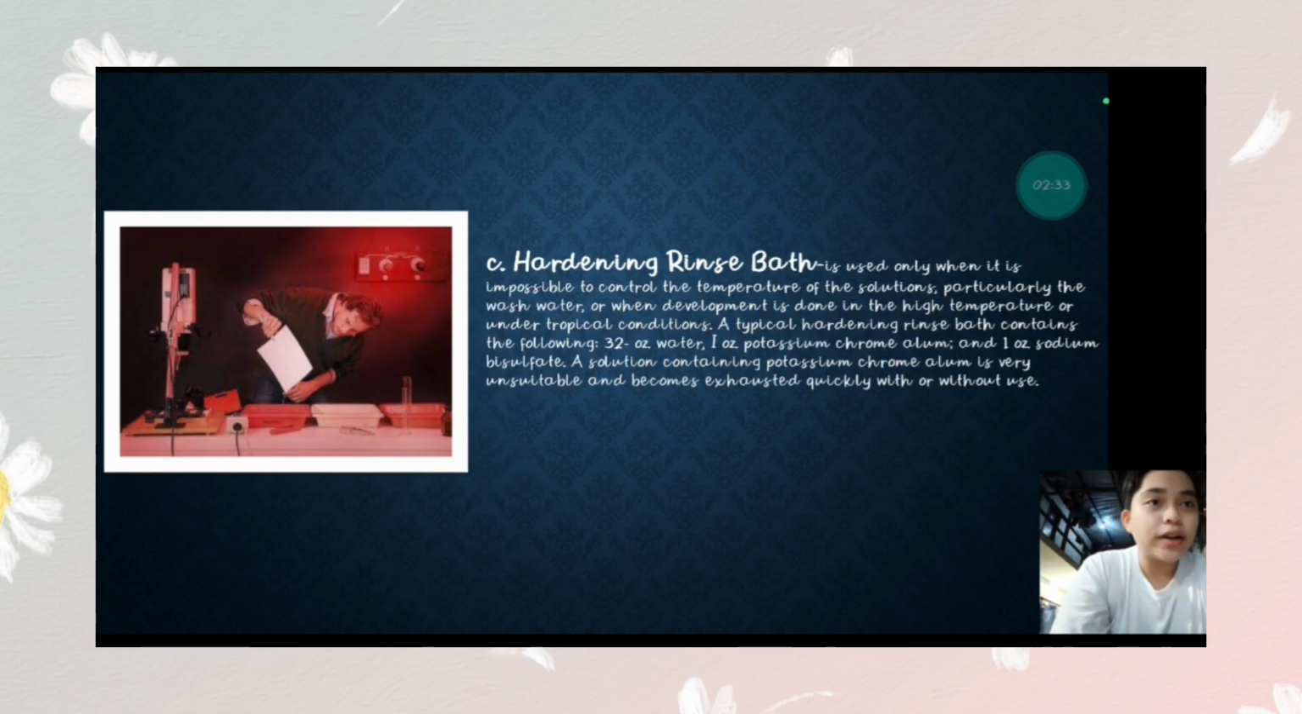So next one is the hardening rinse bath. It is used when it is impossible to control the temperature of the solution, particularly the wash water, or when development is done in a high temperature or under tropical conditions.